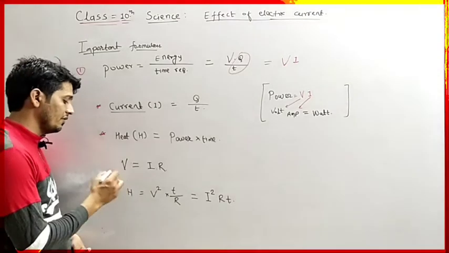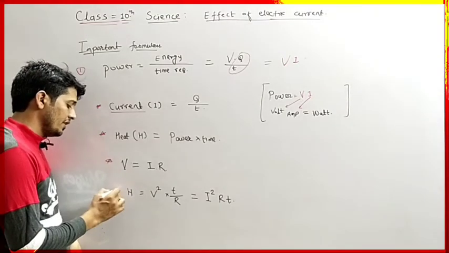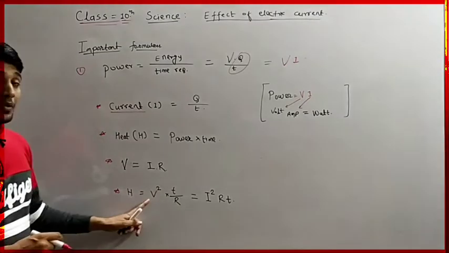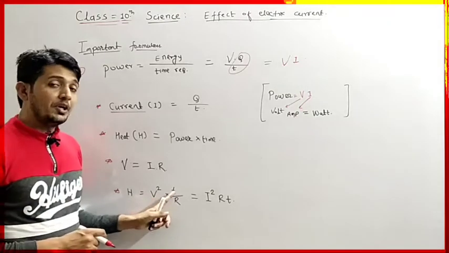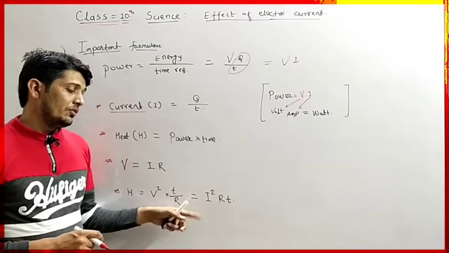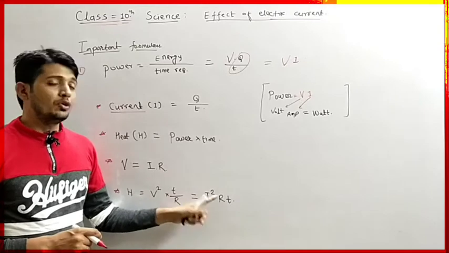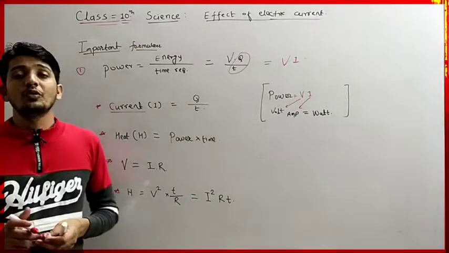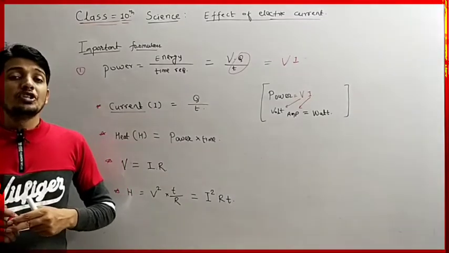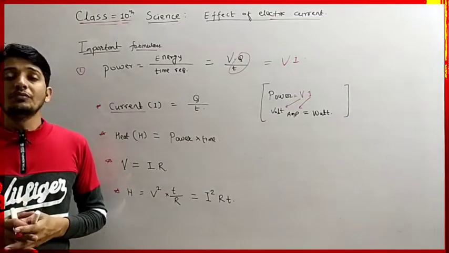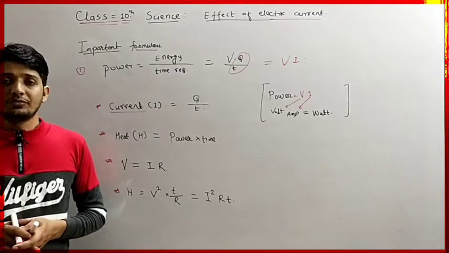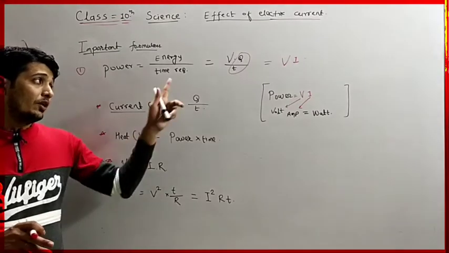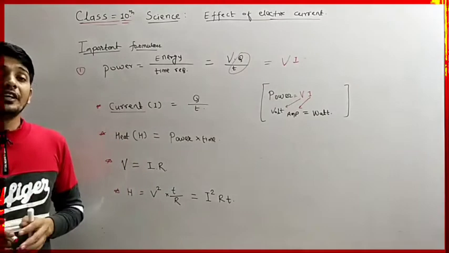Then again we have another formula for heat. So heat is equal to the square of potential difference into T divided by R, which is also equal to I square into RT. Okay, so these are the few formulas which we are going to use for the calculation of the numericals which we will face further. So write this down because it is very important.